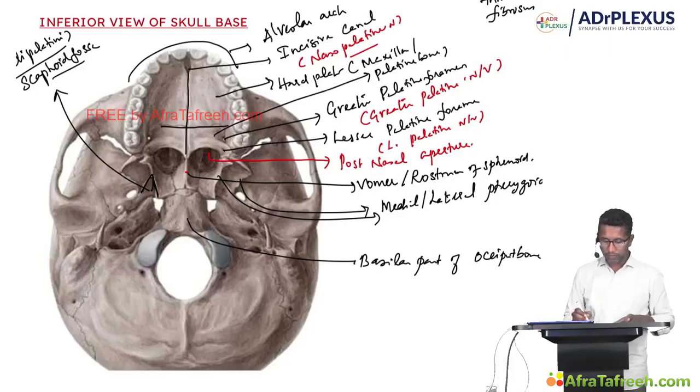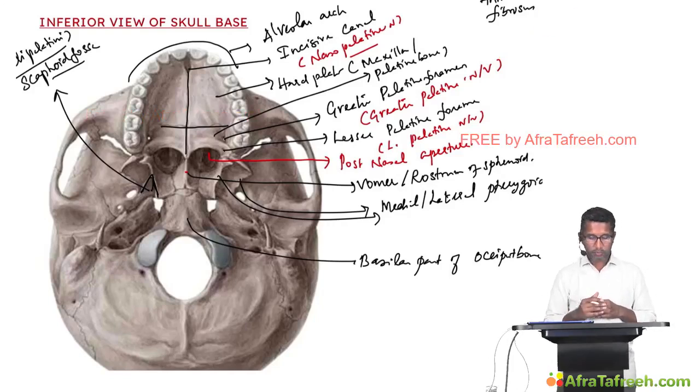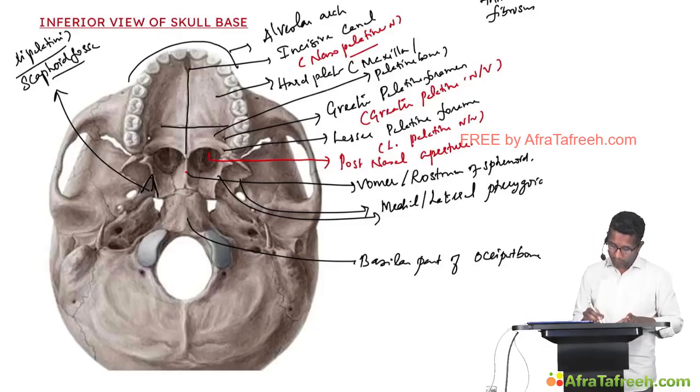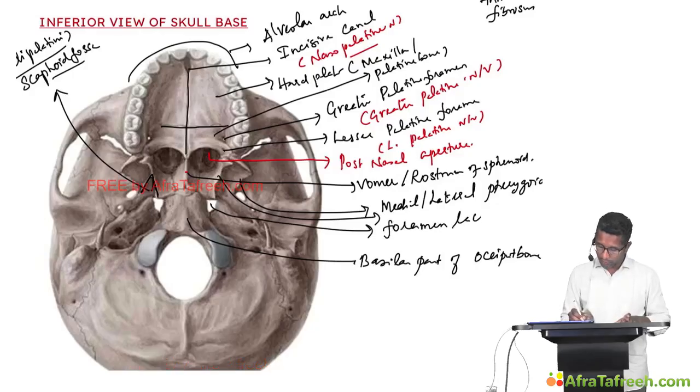In between the basilar part of the occiput bone, the petrous part of the temporal bone, and the sphenoid, you get this foramen. This foramen is covered by fibrocartilage. You are seeing it from the other view. This is nothing but the foramen lacerum. We have talked about the foramen lacerum, so don't worry about it.